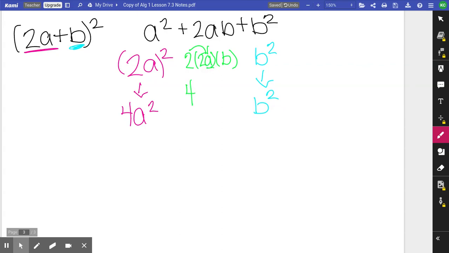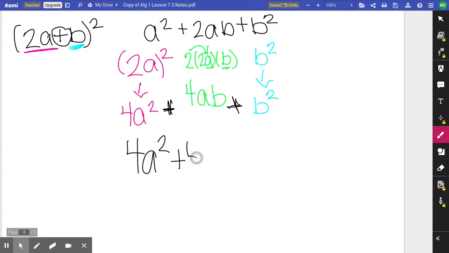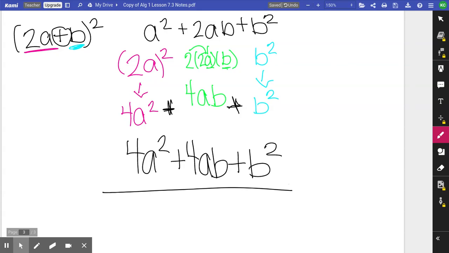And then I'm going to have my variables multiplied together. So 4ab. Remember, if this sign right here is a plus, then our first sign is going to be a plus. Our second sign is always going to stay a plus. So we're going to have 4a squared plus 4ab plus b squared. Let's do one more example.